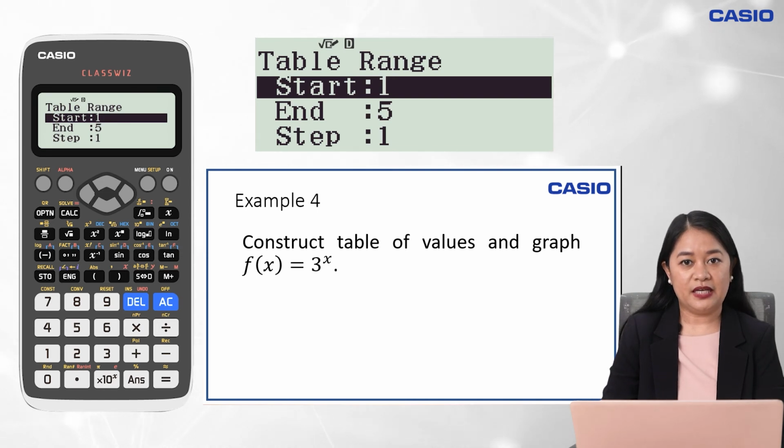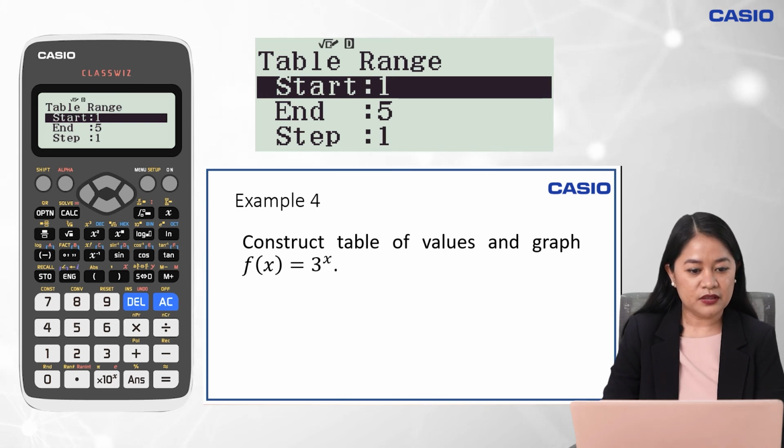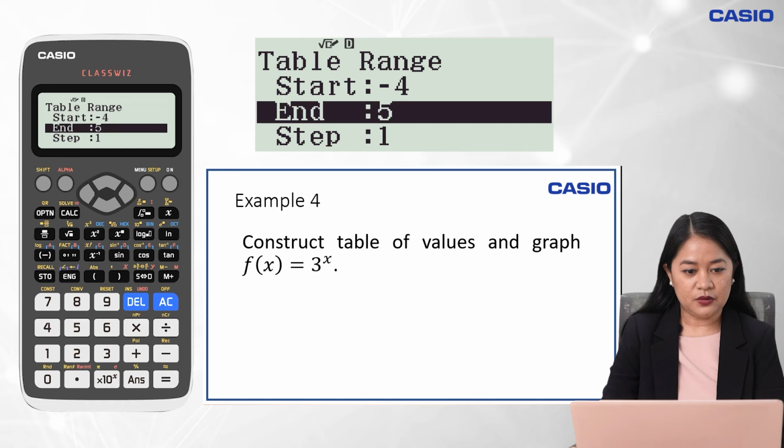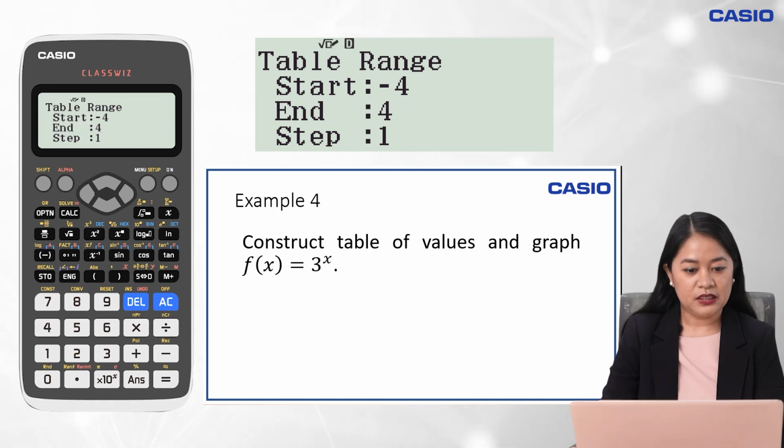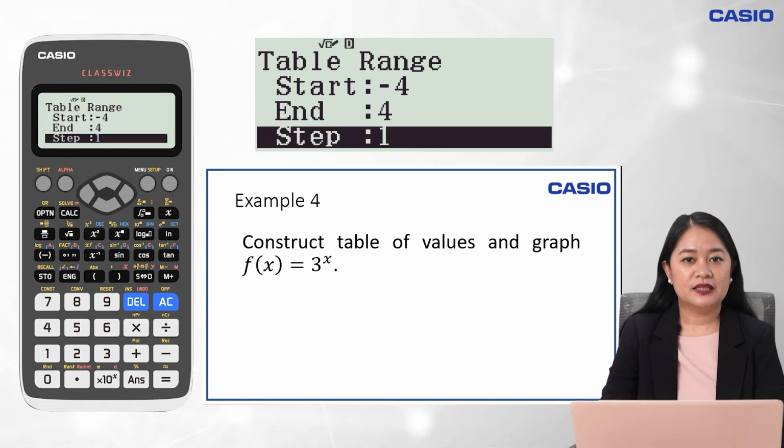Since we will only construct a table of values for one function, press the equal button twice. Assign values for x by completing the table range. Let's say -4 to 4. Press the equal button to input each value, that is -4 equals, 4 equals. Then for the interval of values, let's leave this as 1 unit. Press again the equal button to reveal the table.